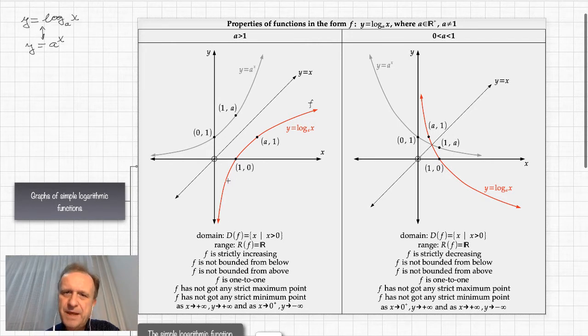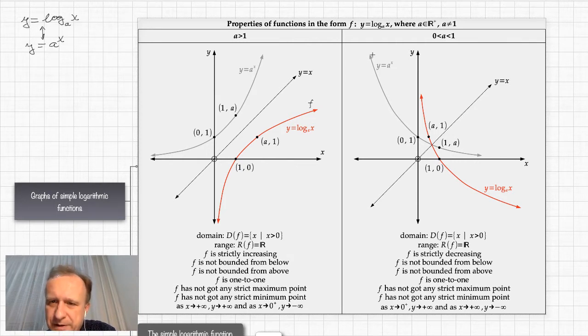As for the second situation, now let us concentrate on the situation in which the base is between 0 and 1. In that case, for example, a might be 1/2. In that case, you may remember that the exponential function had this graph. This graph also passed through points with coordinates 0 and 1 and 1 and a, but since a was less than 1, it took on this shape like this. It was decreasing and so on.